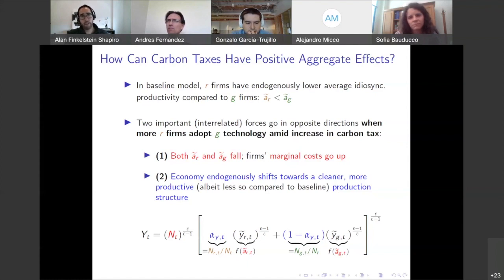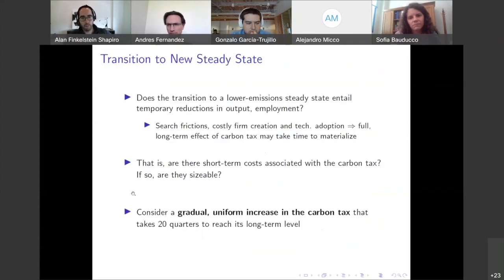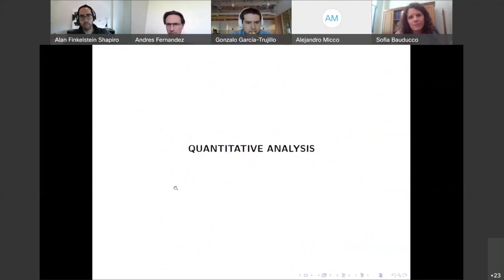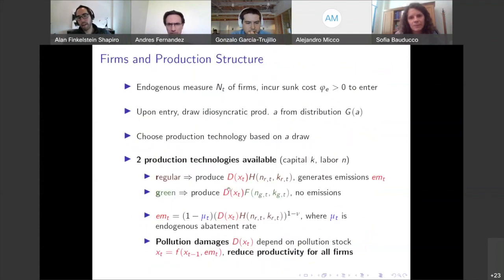The positive effects of a carbon tax will be larger the larger the damages are, because then that's when things start to really kick in from a productivity standpoint in reducing production when you have more emissions. But again, that's something that you would have to test with the model.